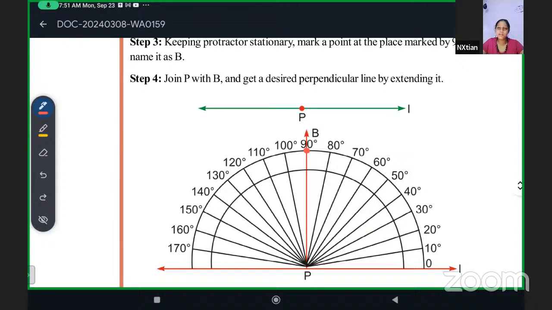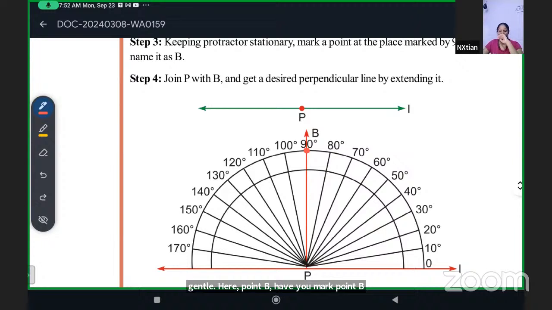Abraham, hope you were able to do it. Your voice is very slow. Cannot hear you. Now can you hear me? Okay, done till here. Point B. Have you marked point B?